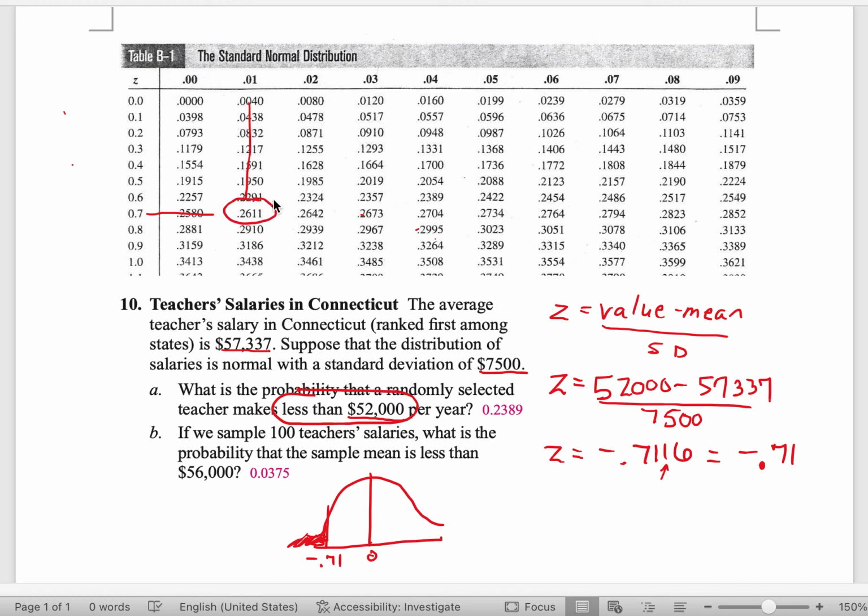Now, .2611, remember, any number that you look up in this table, any area, is going to be from 0 to what you looked up. So from 0 to 0.71, right here, .2611. Now, that's not my answer, because my answer needs to be the shaded part in the tail of the curve. So now I have to decide what to do with the .2611.